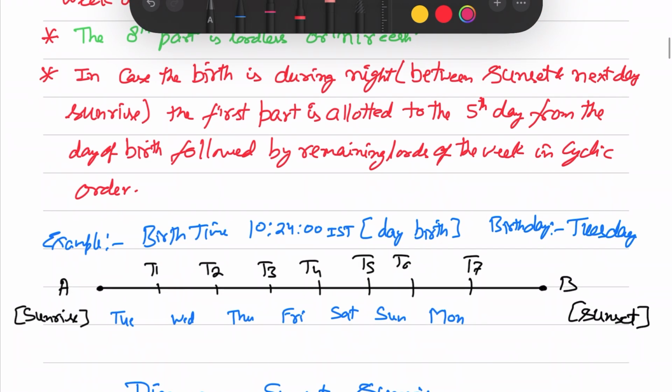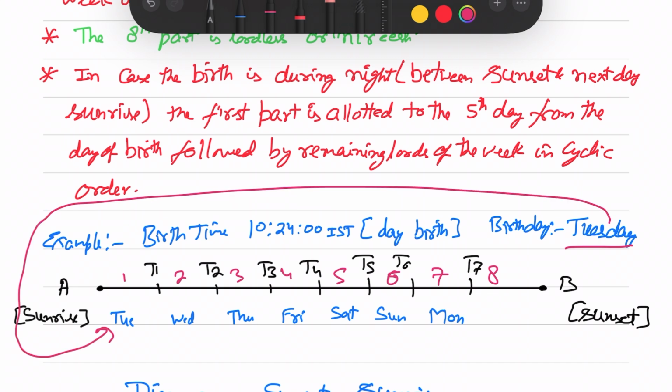Let's take an example. The birth time is 10:24:00 IST, meaning a birth at 10:24 AM. So it is a day birth, between sunrise and sunset, and the birth day is Tuesday. We divide sunrise to sunset into 8 equal parts: 1, 2, 3, 4, 5, 6, 7 and 8. The first part is allotted to the lord of that particular day, Tuesday, then followed by Wednesday, Thursday, Friday, Saturday, Sunday and Monday, and the eighth part remains unallotted to any day.